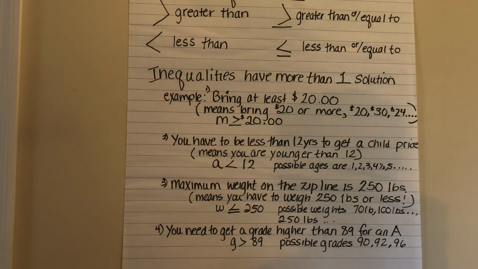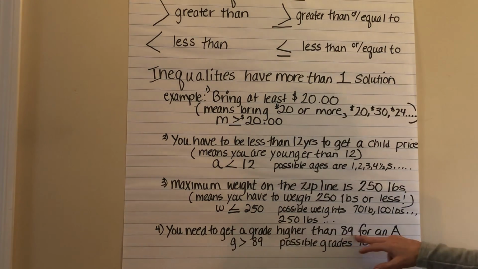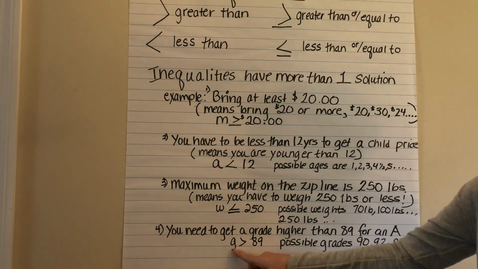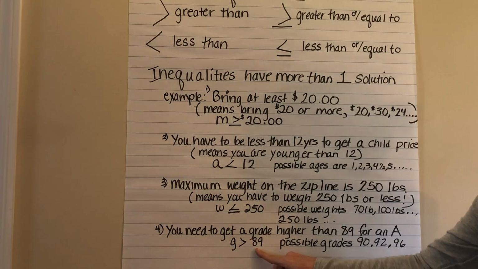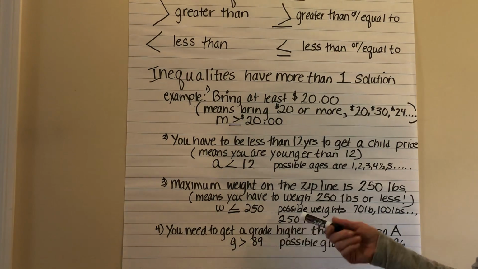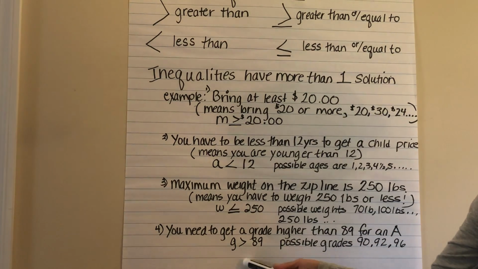Okay, lastly, number 4, you need to get a grade higher than 89 for an A. So if I had said you need something higher than an 89 for an A, that means your grade has to be greater than 89. So that means you could have a 90, a 92, a 96, 100. If I said to you, to get an A, you have to have a 90 or greater, then my answer would be the grade is greater than or equal to 90.